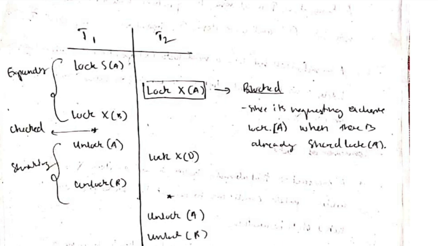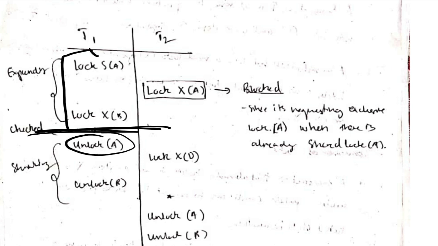After this point, it is the shrinking phase. T1 does not require any more locks. Its task is done, so it will start unlocking. Firstly, it will unlock the lock on A, and after that it will unlock B.